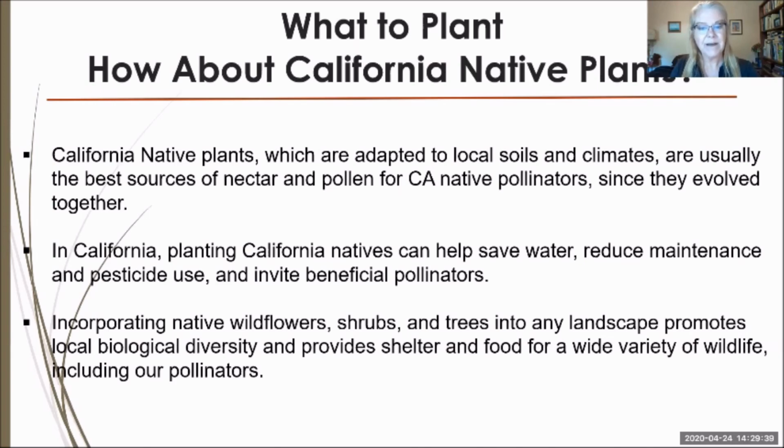Incorporating native wildflowers, shrubs, and trees into any landscape will promote local biological diversity and provide shelter and food for a wide variety of wildlife, including our pollinators. So then many times people say, well, can I only use native plants? Is there a problem with non-native?